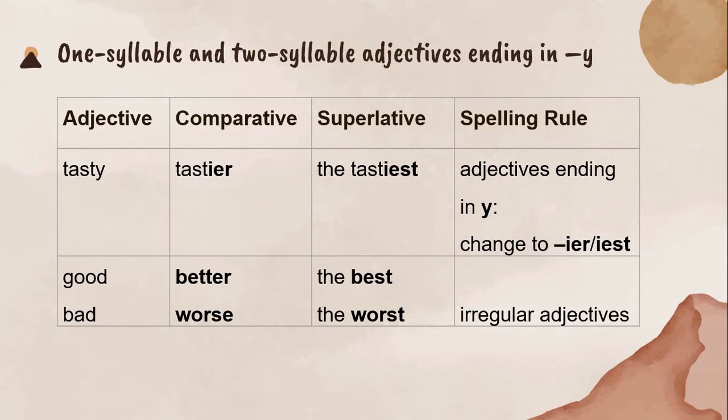And there are irregular adjectives which are given below. Good becomes better, the best. Bad becomes worse, the worst. This type of adjectives have irregular forms. Therefore, what you need to do is study them by heart. There are no specific rules that you can talk about for them. We're going to talk about this later.